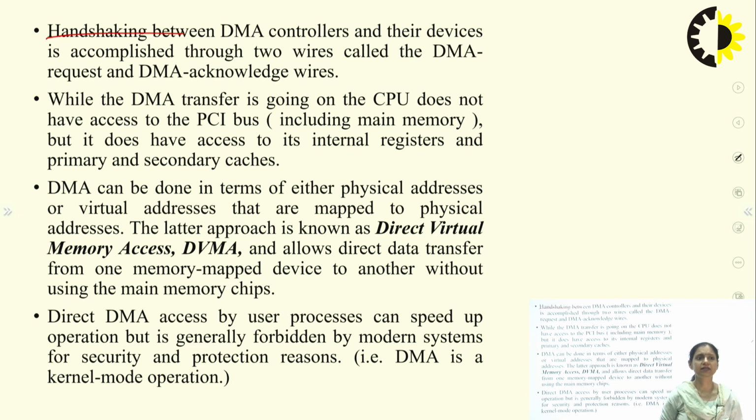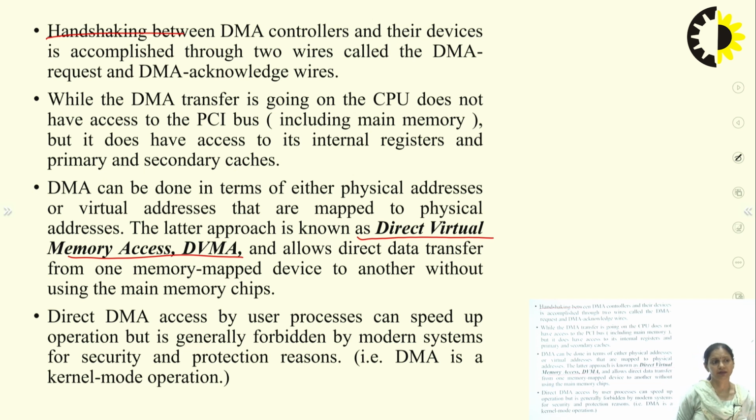While the DMA transfer is going on, the CPU does not have access to the PCI bus, which includes the main memory. But it does have access to internal registers and primary and secondary caches. DMA can be done in terms of either physical addresses or virtual addresses that are mapped to physical addresses. This latter approach, through virtual addresses, is known as direct virtual memory access, or DVMA, and it allows a direct data transfer from one memory-mapped device to another without using any main memory chips.